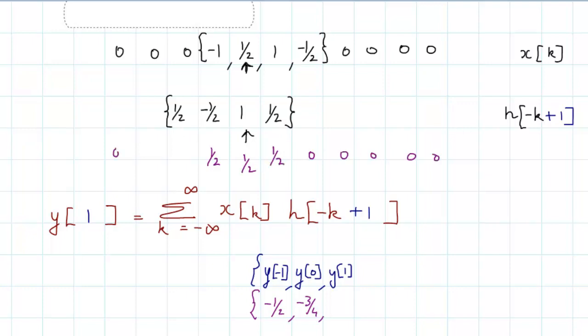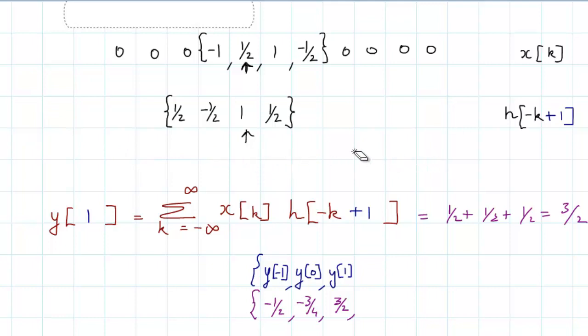So it does not matter. I will get the addition of all this, which I will write here as plus 1 by 2 plus 1 by 2 plus 1 by 2, which is 3 by 2. So my answer of y of 1 will be 3 by 2, correct? So I have found out y of 1.